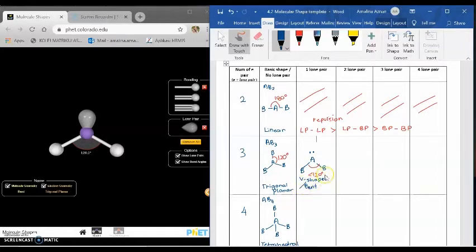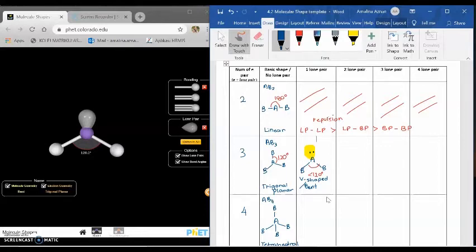Okay, V shape or bent. The original or basic shape is trigonal planar, and then you substitute one bonding pair with, here you can see, a lone pair. So it will have a V-shaped geometry. Okay, so let's have a look at the next structure.